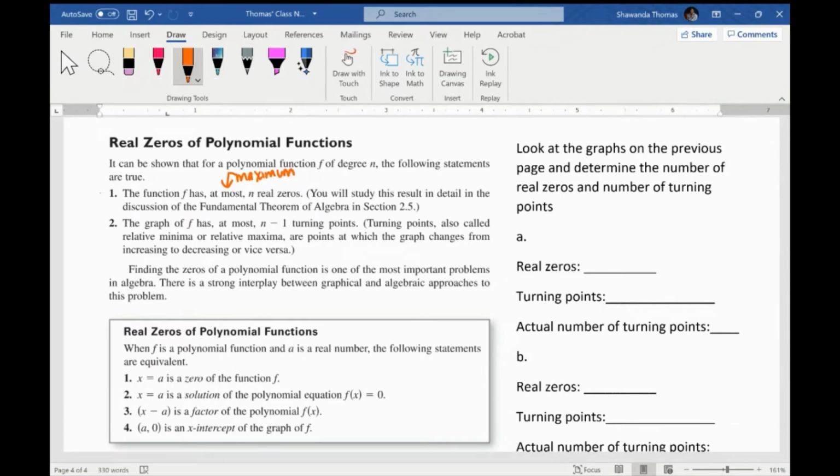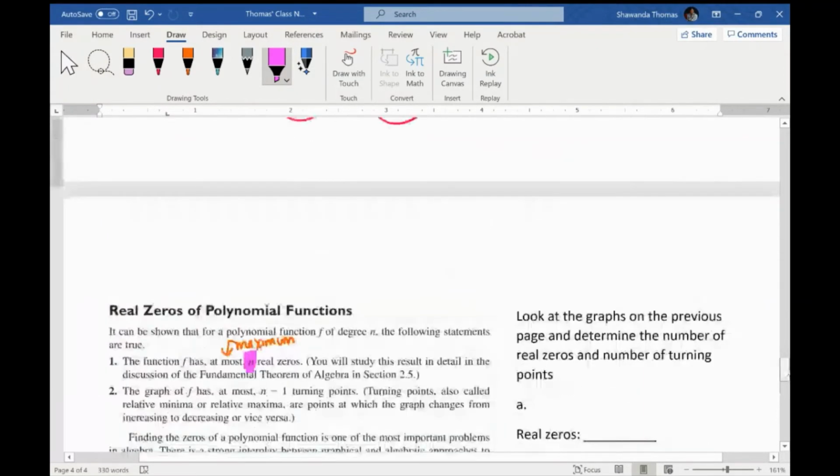All right, so that means I have up to 60 pairs. It could mean I have 0 pairs of shoes in my house. It could mean I have 1 pair, 2 pair, 3 pair, 4 pair, all the way up to 60. But 60 is the max. So the function f has at most n real zeros. N is referring to the degree. So we're going to go back to the last page and look at what n is. It says it's going to have at most n real zeros.